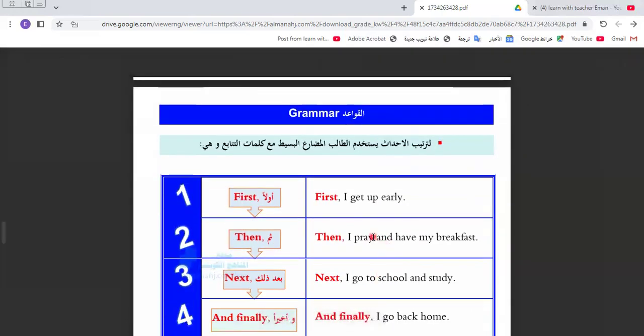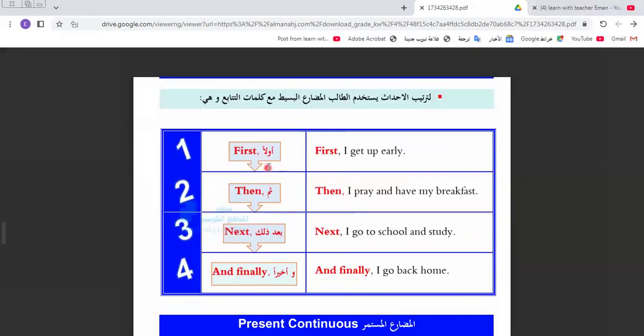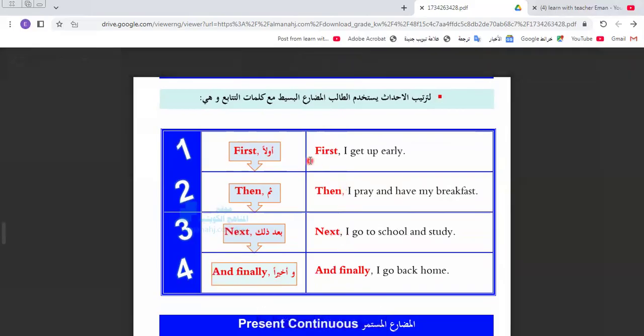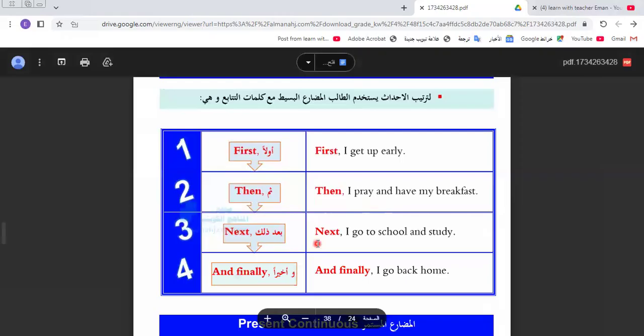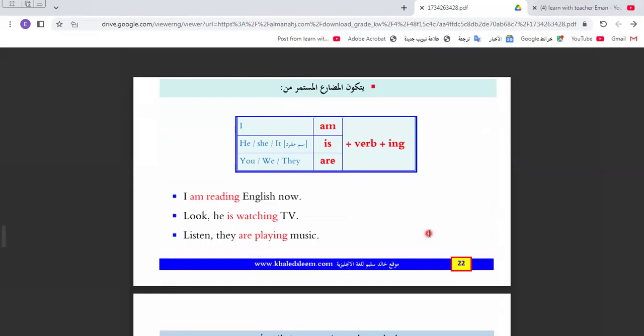In this unit, we learn the arrangement of the events, which is first, then, next, and finally. We know how to use it in a sentence. For example, when we talk about the daily routine, we say, first I get up early, then I pray and have my breakfast, next I go to school and study, and finally I go back home after the end of the day.